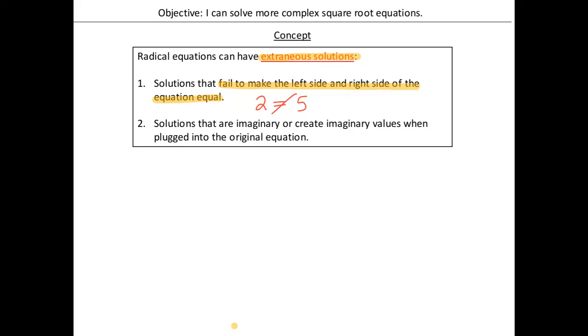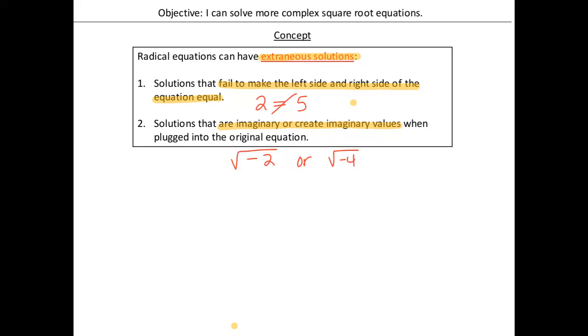We haven't seen this second part, where solutions that are imaginary or create imaginary values when you plug in would also be extraneous. We haven't seen an example like that yet, but we will see them in this lesson, but we might not get to it today. It might have to end up being until Monday, but it'll be like the square root of -2 or the square root of -4. Those produce imaginary values.